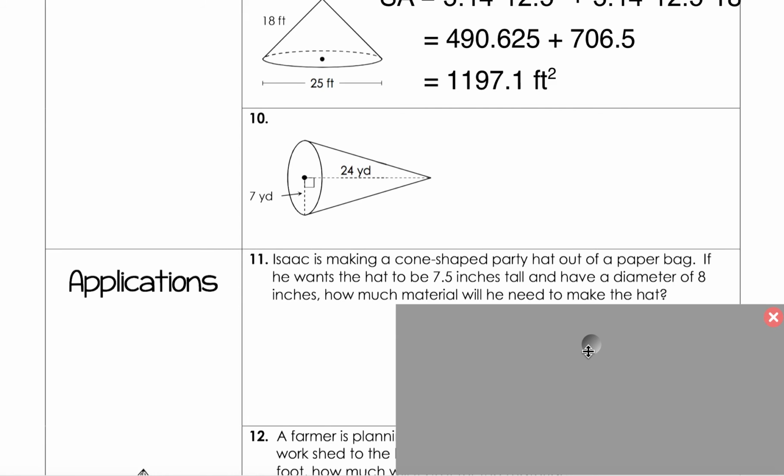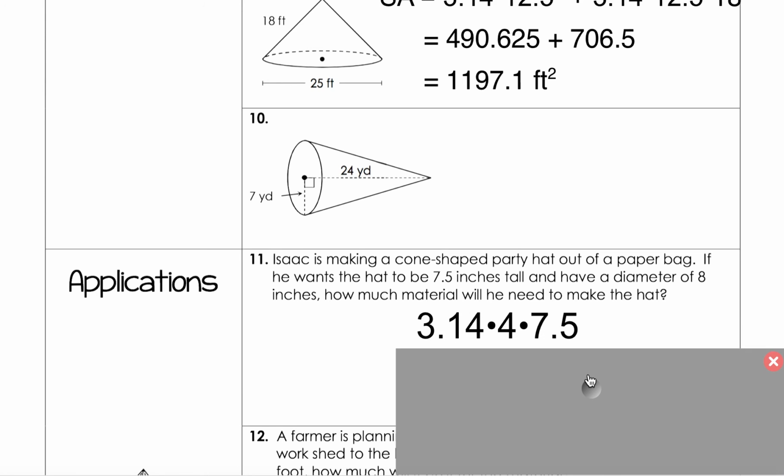Well, again, when we're doing any type of application problem, we have to think about what we actually need. Surface area is the material. If I'm thinking about a party hat, it doesn't have a base. So I'm not going to be using the base as part of my formula here. All I need is my lateral area. So to find this answer, I am just going to be using the lateral area part of my formula, which was pi r l. Pi times the radius times the slant height.